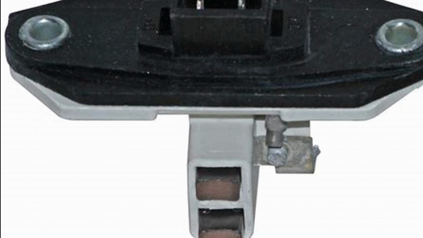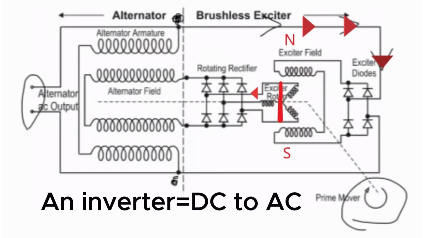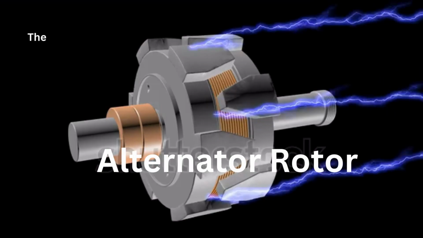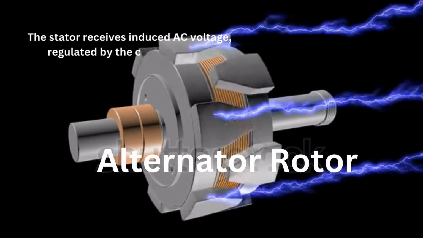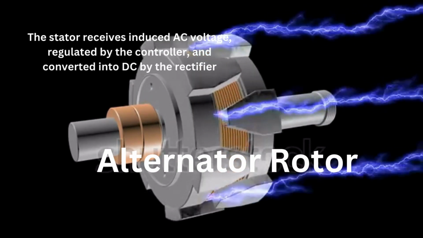In summary, alternators generate AC current through electromagnetic induction, which is then rectified into DC, regulated, and used to charge the battery and power the electrical system of the vehicle. Brushes play a crucial role in facilitating the transfer of electrical power between the stationary and rotating parts of the alternator.